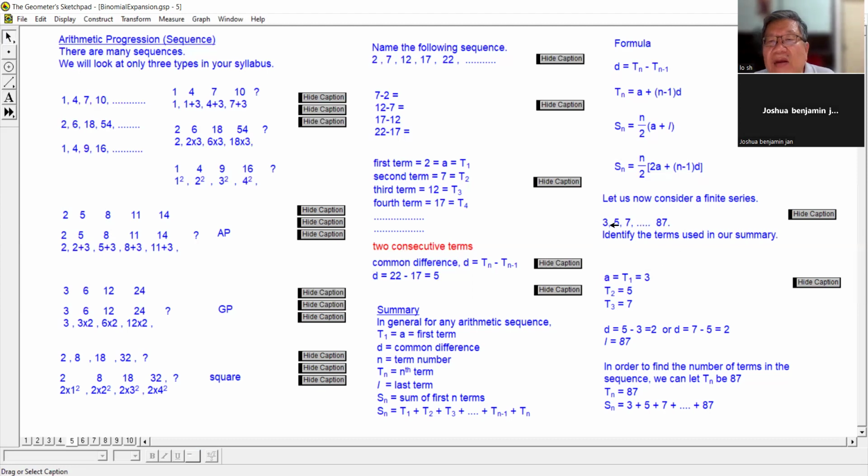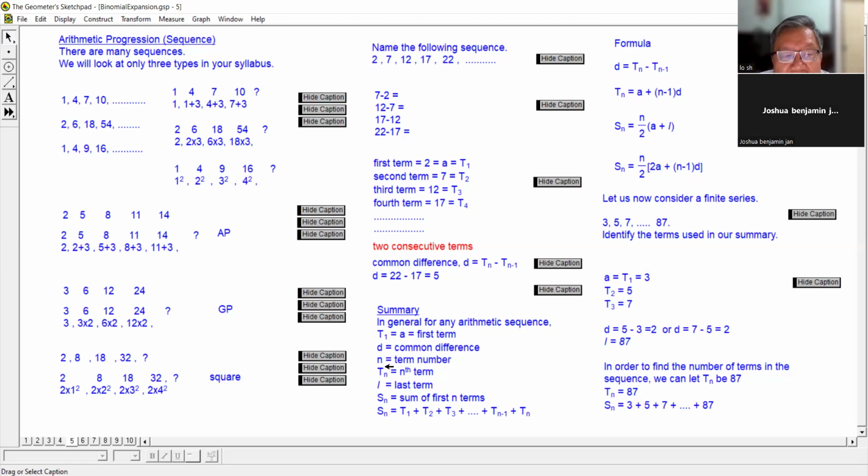T1 or the A? This one. Can you tell me? 3. Then can you tell me the common difference? 2. Very good. So you take the behind minus the front one, but make sure that they are 2 consecutive terms. Take behind minus front. Very good.